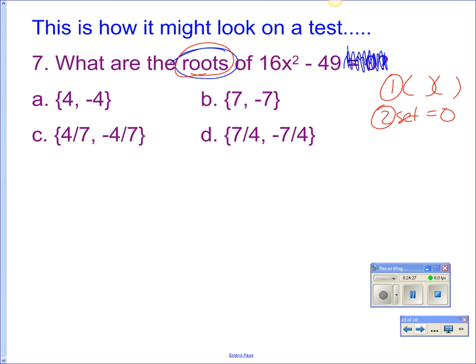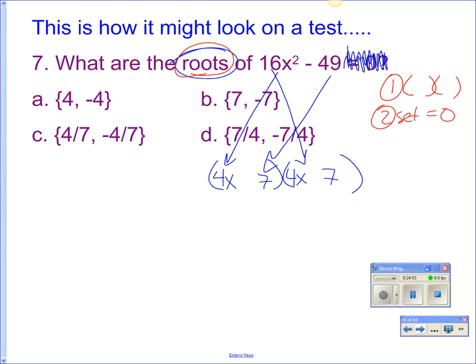How many parts does this have? 16x squared and 49? 2. Are 16 and 49 on our list of perfect squares? Yes, so this one splits. How does 16 split up? And it has to go in the front. 4x and 4x. How does 49 split? 7 and 7. And my signs have to be opposite. Very good. All right, so I've done the parentheses step. I've split it up. Now I'm going to set each one equal to 0. So I'm going to do 4x minus 7 equals 0, and 4x plus 7 equals 0.